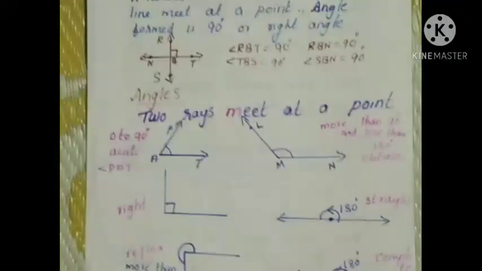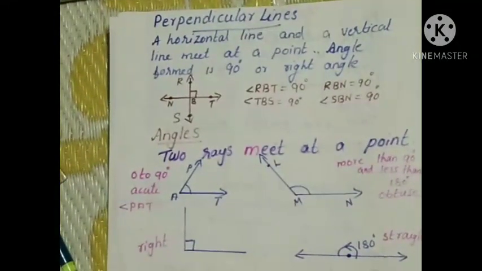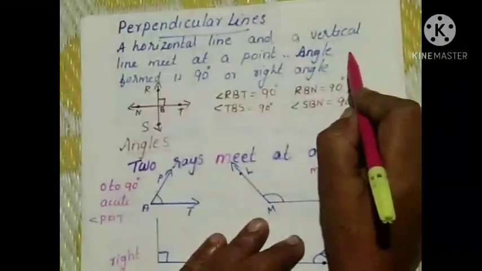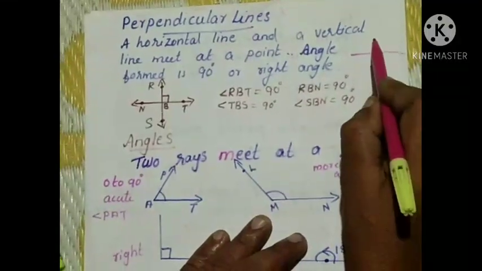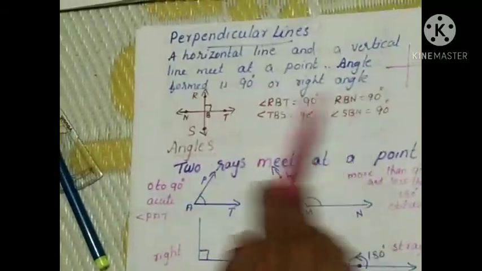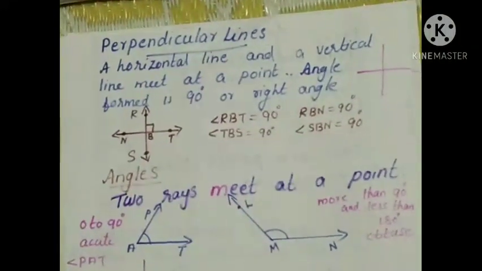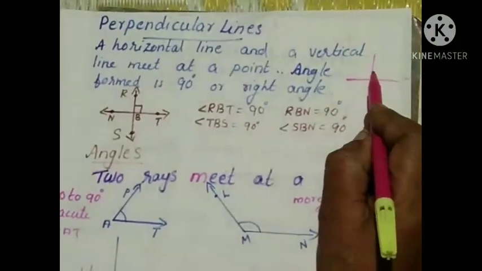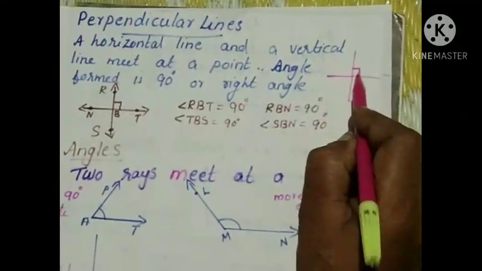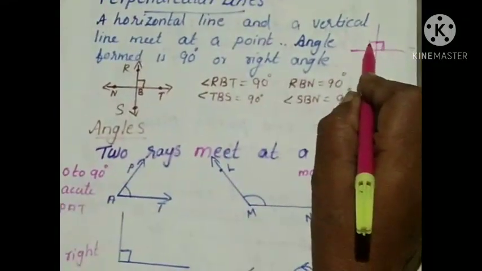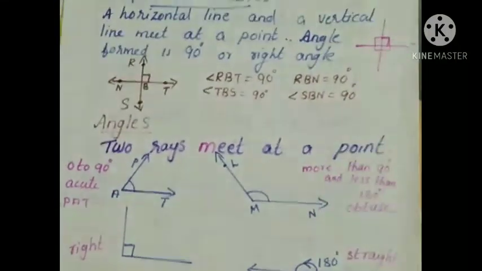Next, perpendicular lines. A horizontal line and a vertical line meet at a point. You know, this one is horizontal. This one is vertical. A horizontal line and a vertical line meet at a point. That is called perpendicular lines. When we draw this way, the angle here will always be 90. Perpendicular lines, all the angles are 90 degrees.